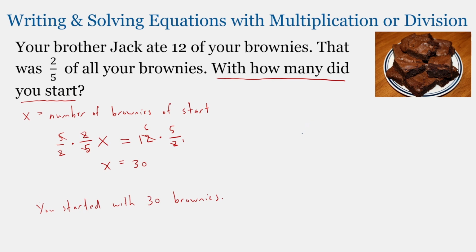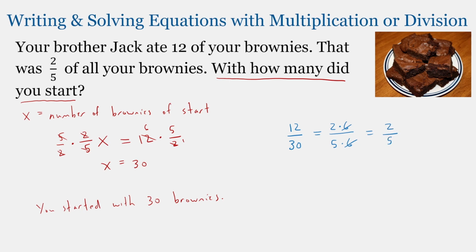Let's check our answer. So here we're going to put together a ratio. So you had 30 brownies, and your brother ate 12 of them. So let's simplify this fraction. So we can rewrite 12 as 2 times 6. And we can rewrite 30 as 5 times 6. Factoring out those numbers, these 6's cancel out. That leaves us with 2/5.